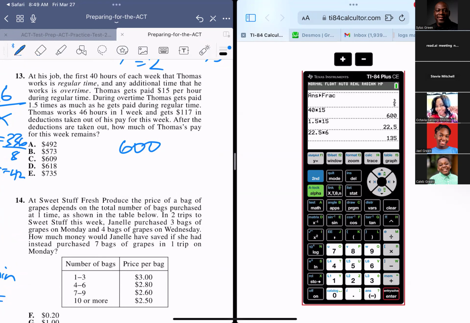Okay. So $600 plus $135, that's $735, but don't get tricked. E is not the answer because it says he gets $117 taken out in deductions for his pay this week. So we have to take that out. 735 minus 117. That's $618. So it's D.